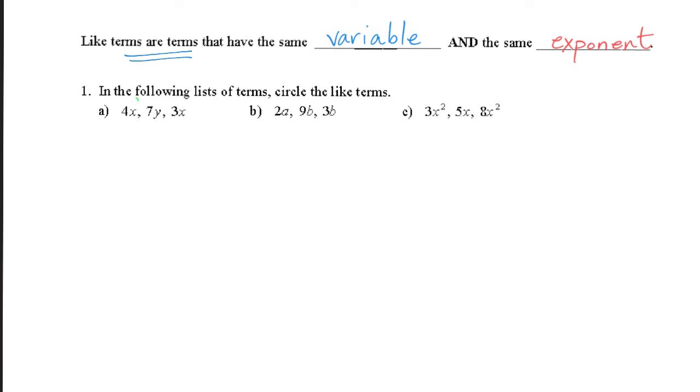Okay, we're back. In A, we should have been pretty good to be able to circle our X terms. In B, we should have been pretty good to be able to circle our B terms. Now in C, all of them are X terms, so they all have the same variable, but there's only these 2 terms that have the same variable and same exponent. So there are all your like terms. Hopefully, we were pretty quick at that. Let's keep it going.